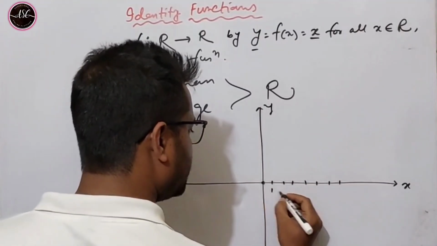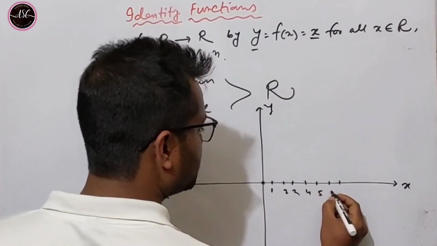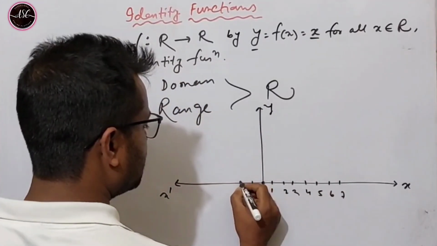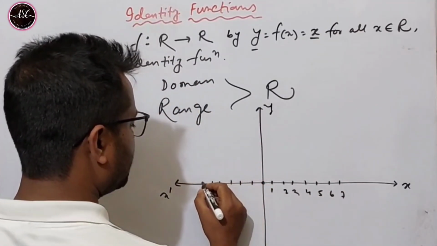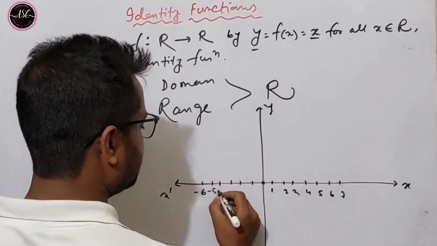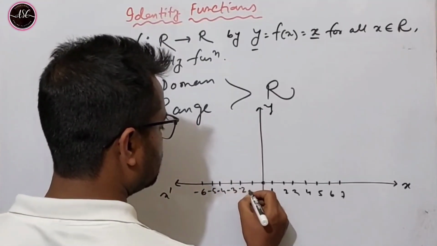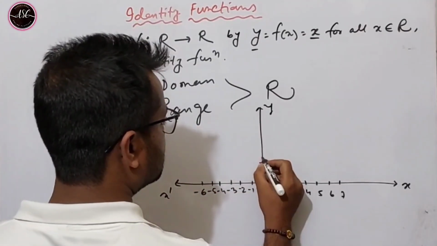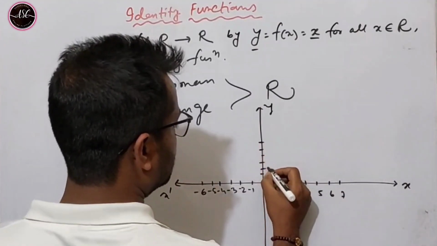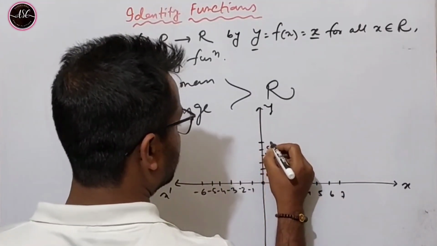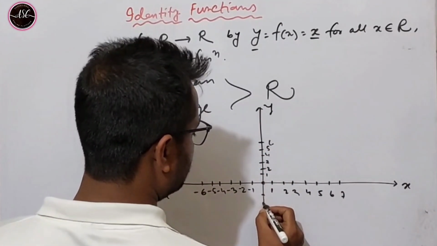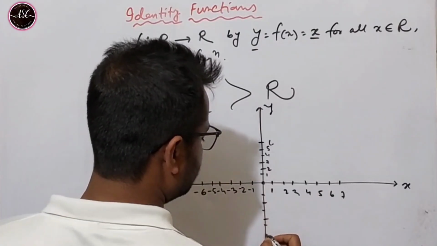This is the plus point: 1, 2, 3, 4, 5, 6, 7. And this is the minus point: minus 1, minus 2, minus 3, minus 4, minus 5, minus 6. This is the plus point of y: 1, 2, 3, 4, 5 and 6. This is the minus point: minus 1, minus 2, minus 3, minus 4, minus 5, minus 6.